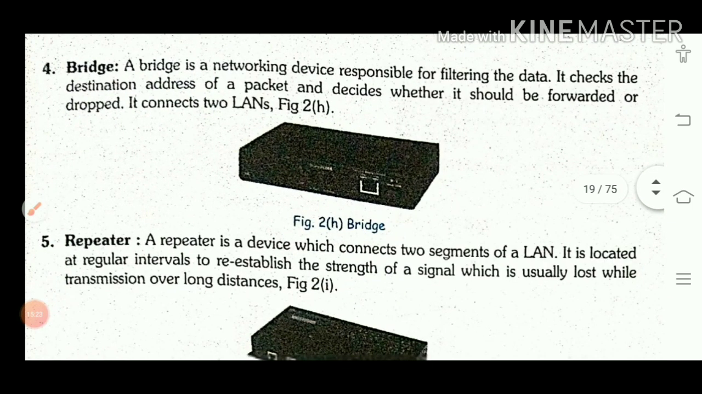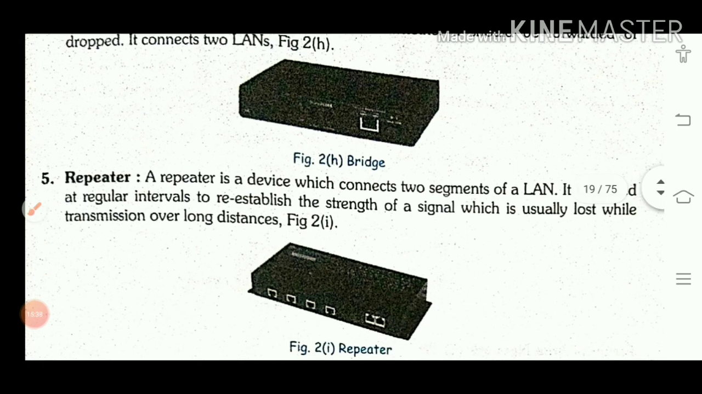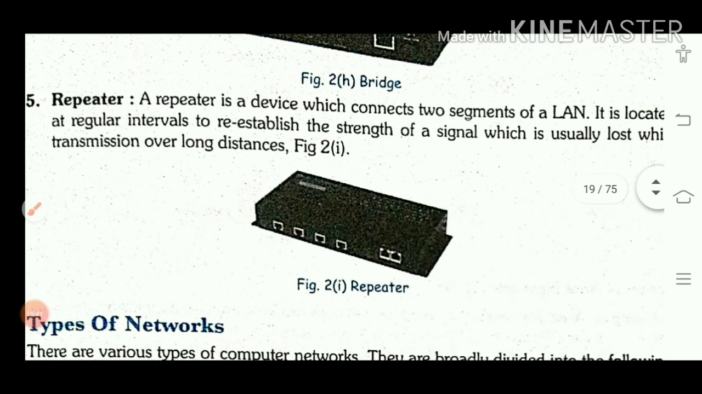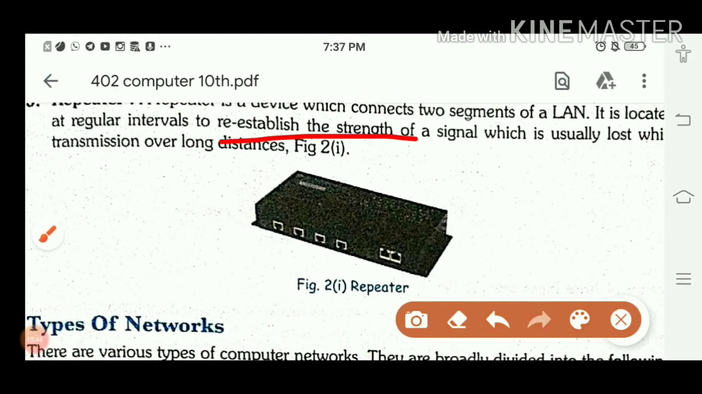Then we discussed the bridge, which we use for connecting two different LANs. A bridge has the property that it is responsible for filtering the data, and it checks the destination address. Next one is the repeater. What is the function of a repeater? A repeater re-establishes the signal. It provides strength to the signal. When a signal loses its strength, the repeater goes there and provides the strength.